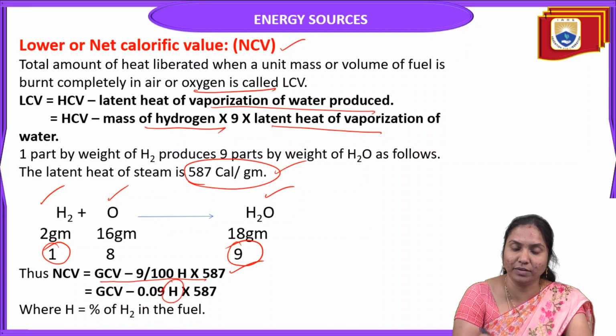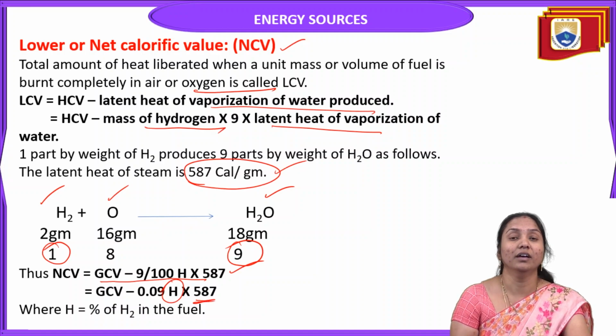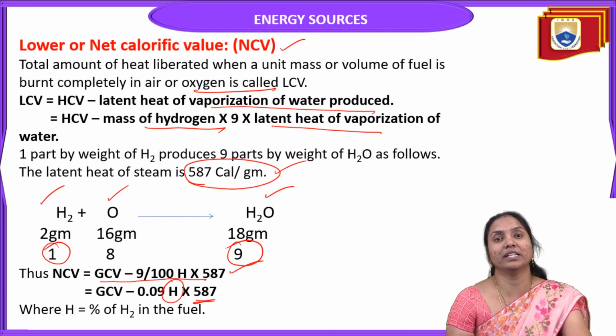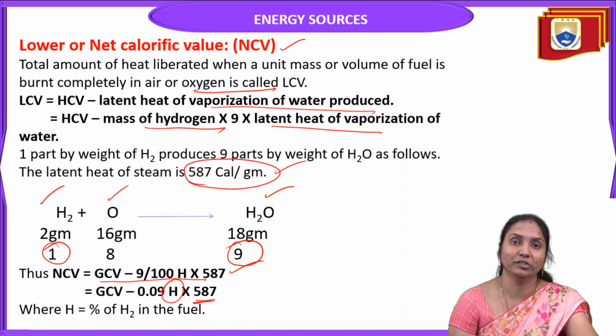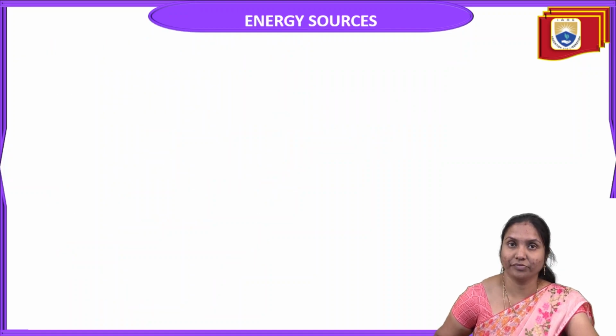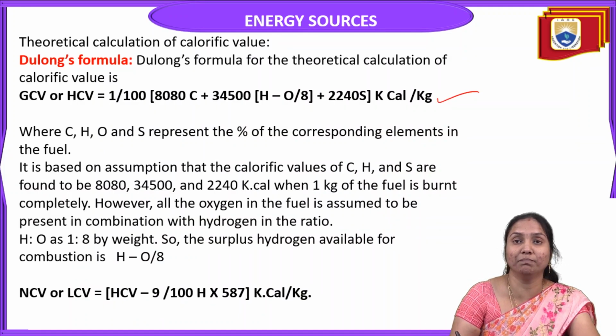Here H means the percentage of hydrogen present in the fuel, and 587 is the latent heat of vaporization of water formed. These two formulas are most important for numerical problems on calculating the high calorific value and low calorific value.